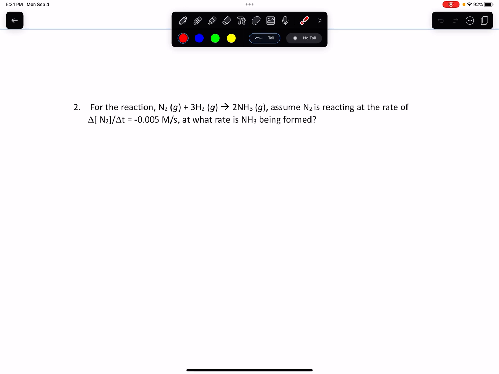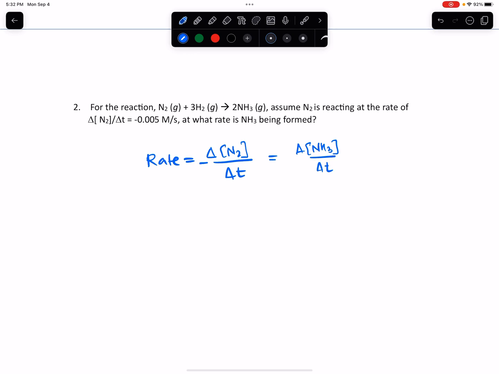So we have to assume that the rate of the reaction can be expressed in terms of the amount of nitrogen depleting over time or the amount of ammonia increasing over time. So let's write down an expression for the rate of the reaction in terms of the nitrogen and then in terms of the ammonia. So we can write rate is equal to the negative of change of nitrogen over change in time. So that is one form of expressing the rate in terms of the nitrogen. But then this rate can also be expressed in terms of the ammonia. So that's going to be change of the NH3 over change of the time.